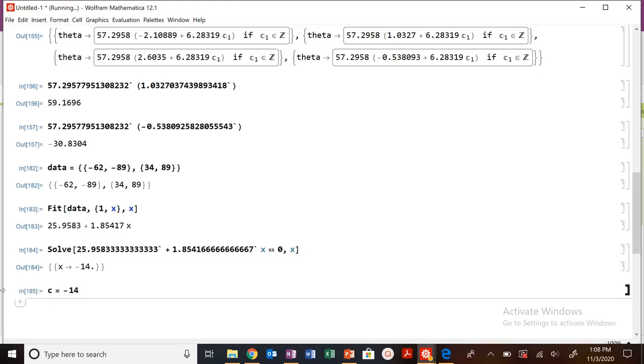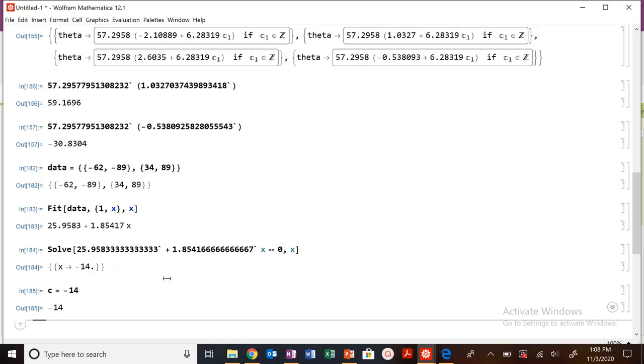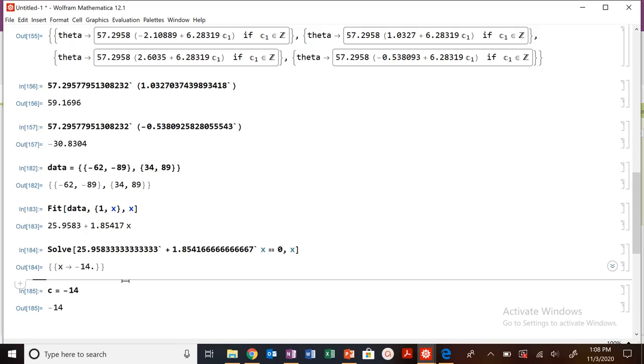And again, we could double check that with sigma xx. So minus 62, basically plus 34, divided by 2.